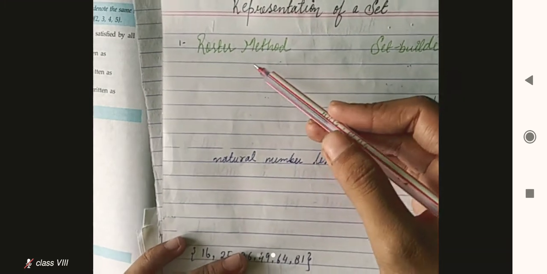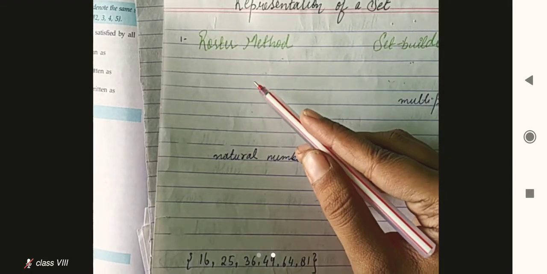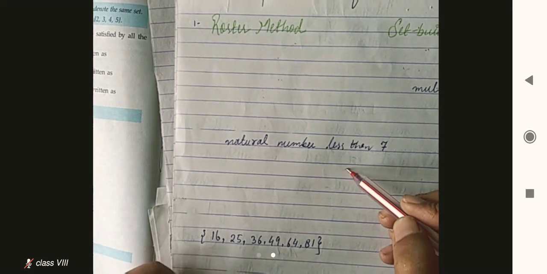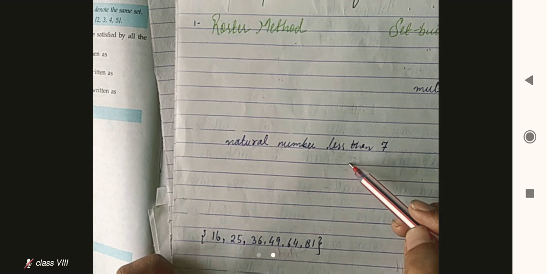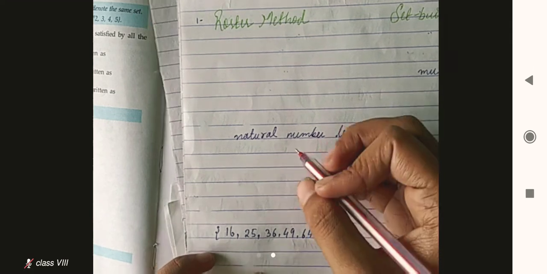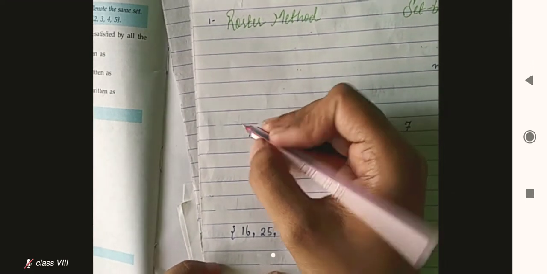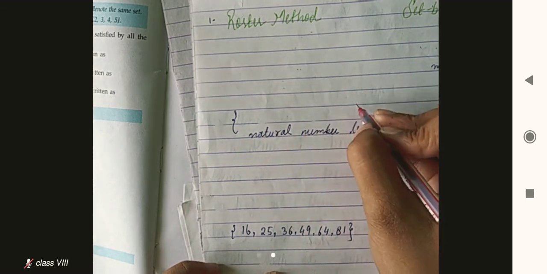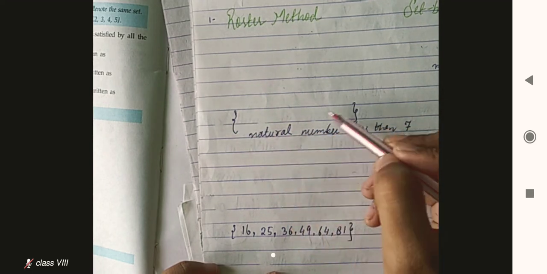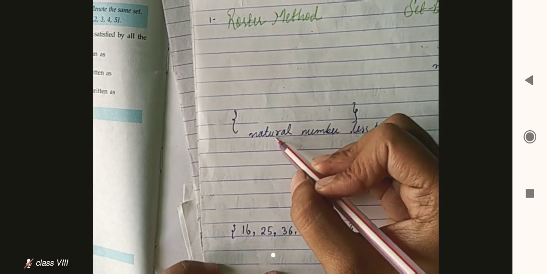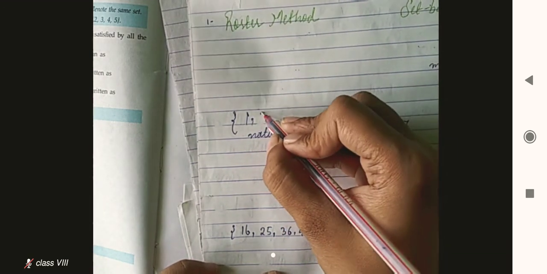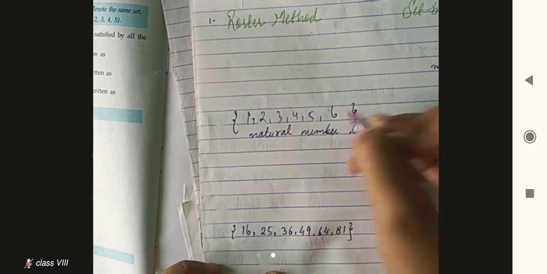So here roster method means what? The prepared form, tabular form. Suppose I say the natural numbers less than 7. I don't want this statement, I don't want any rule, because roster means the result, the outcome. So what will be the outcome of the natural numbers less than 7? First of all, curly brackets are very important, okay. The set collection is supposed to be expressed within curly brackets. Curly brackets actually represent that yes, it is a set. So 1, because natural numbers start from 1, 2, 3, 4, 5, 6, because it is less than 7.